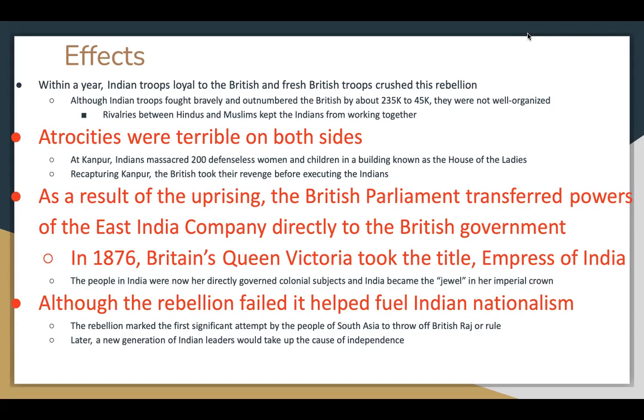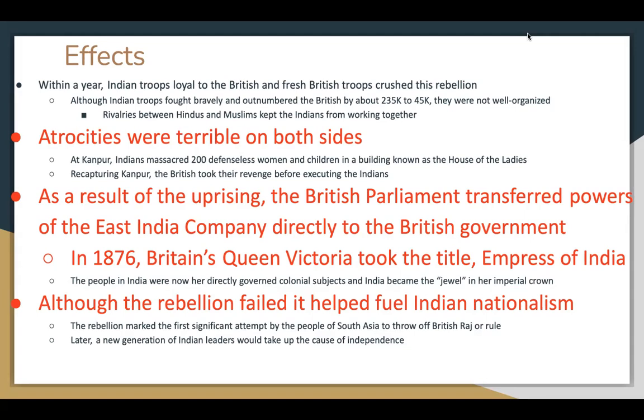As a result of the Sepoy Rebellion, the British Parliament transferred powers of the East India Company directly to those of the British government. In 1876, Britain's Queen Victoria took the title Empress of India. The people of India were now her directly governed colonial subjects, and India became the jewel in her imperial crown.